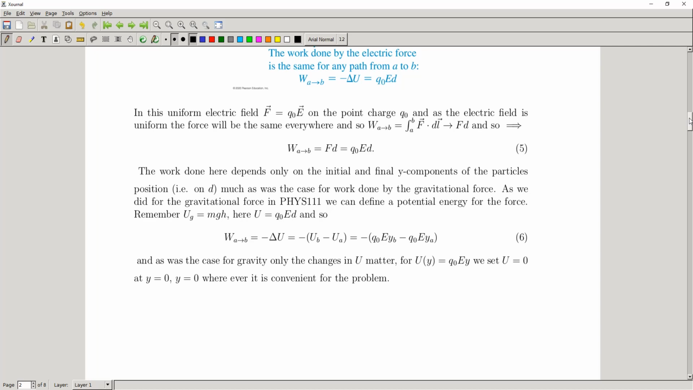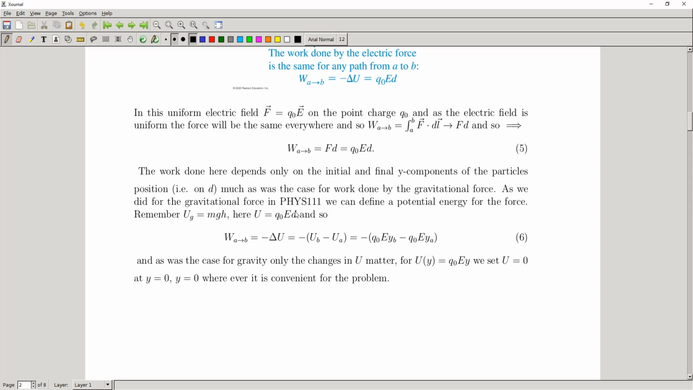And so the same thing happens here. Here we're basically replacing our m with our charge. So in a gravitational field, it's the mass of the object that matters. Here it's the charge of the object. Our g is replaced with our E, the magnitude of our electric field, and our h is replaced with our d, right? So before we were concerned about height, now we're concerned about distance, but basically the same ideas.